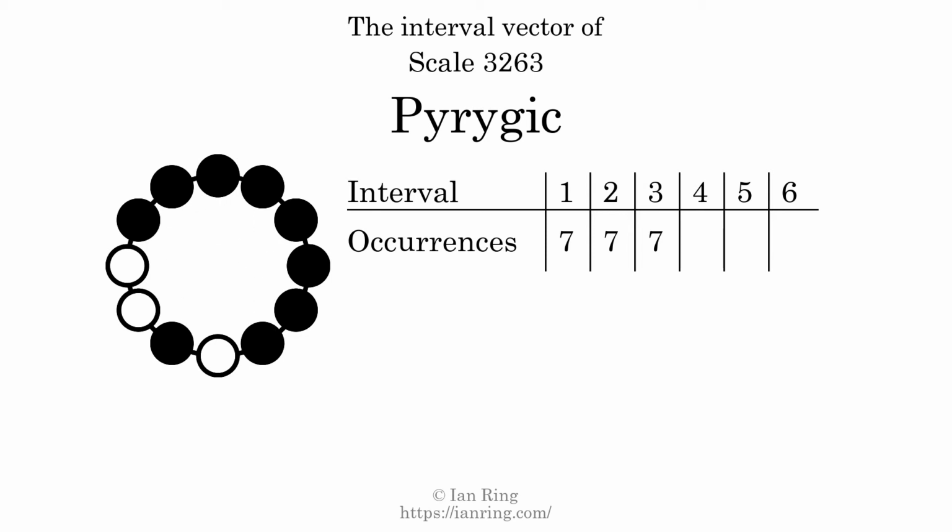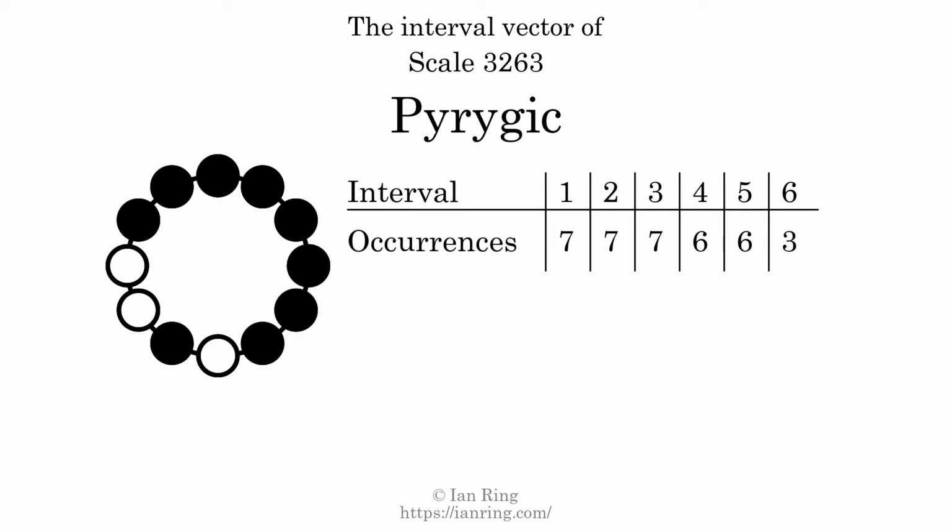There are 7 intervals with the size of 3 semitones. They are here, here, here, here, here, here, and here. There are 6 intervals with the size of 4 semitones. They are here, here, here, here, here, and here. There are 6 intervals with the size of 5 semitones. They are here, here, here, here, here, and here.